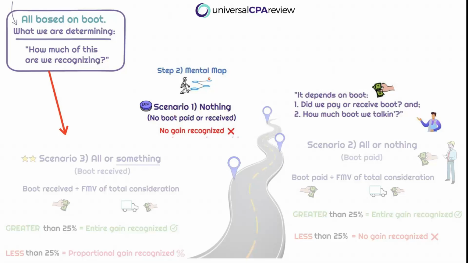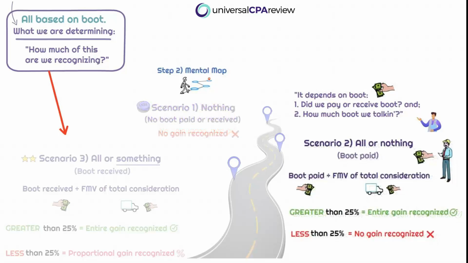What if boot has been paid? If Prospect Future is not only providing the asset in this exchange, but is also paying cash, then boot is paid. So this is our all or nothing scenario. Either the entire gain is going to get recognized or none of the gain is getting recognized. So we need to pull out our 25% test. What are we comparing 25% to? If boot is greater than 25% of the fair market value of the total consideration that is paid, then the entire gain is getting recognized. If boot paid is less than 25% of the fair market value of the total consideration, then none of the gain is getting recognized, right? This is all or nothing.